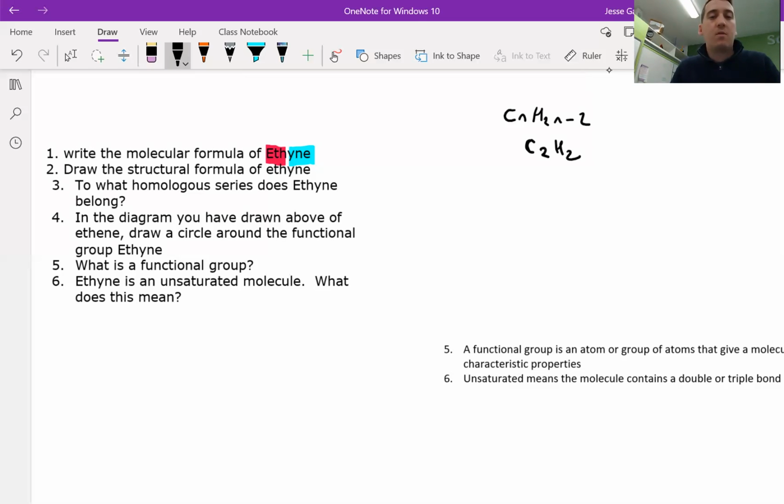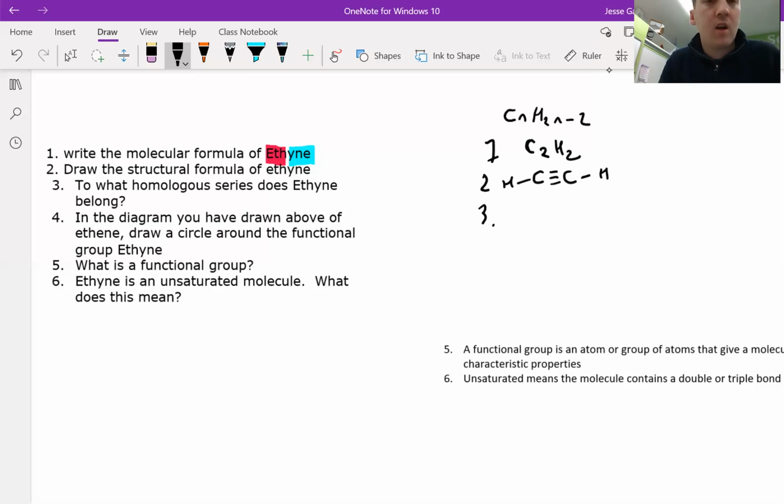Draw the structural formula of Ethyne. You should know that alkynes have a triple bond. So it's C triple bond C, and then there are 2 hydrogens, 1 on each carbon. Check the bonds on the carbons. Each carbon should have 4, and each one does. Just double check, count them all, make sure the carbons have 4 bonds. So this is question 1, and this is question 2.